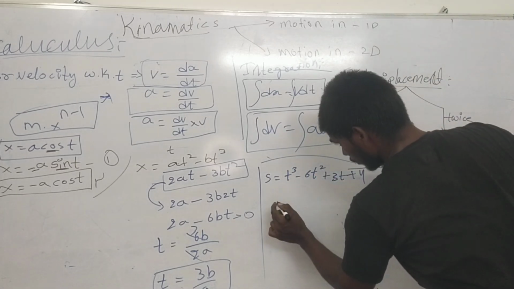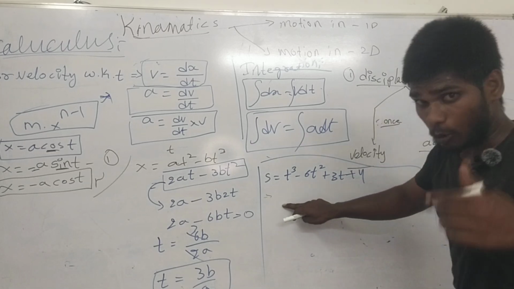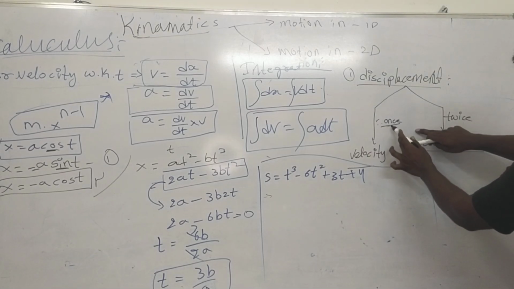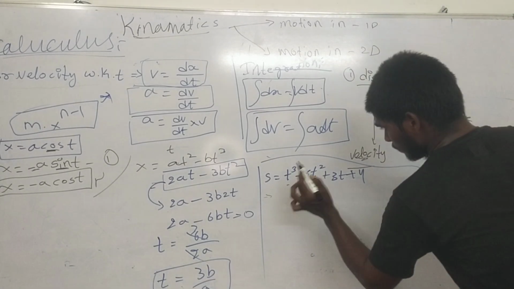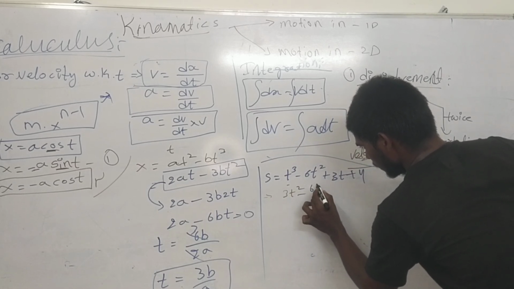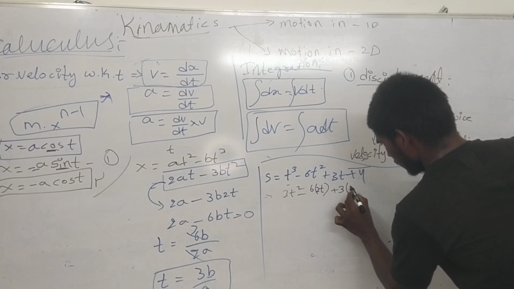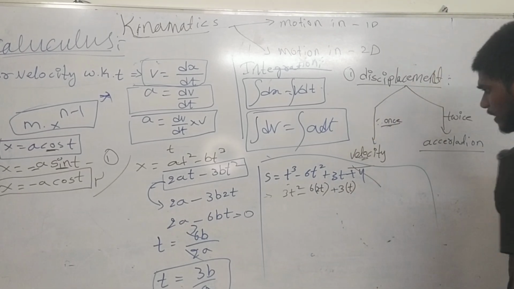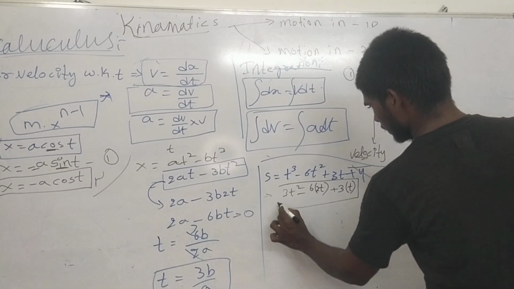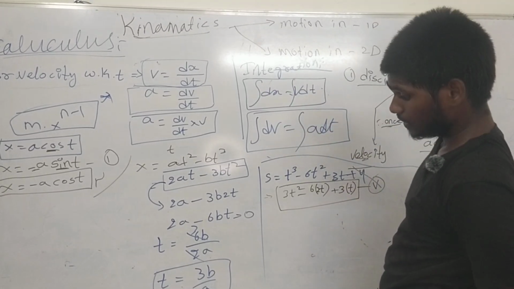First, bring the velocity equation by differentiating. If we differentiate the displacement, we can get velocity, right? How many times do we differentiate the displacement to get the velocity? Once differentiate, the velocity will come. So 3t square minus 6 into 2t, plus 3. This is the equation of velocity. So what they are asking, the velocity when the acceleration is 0.